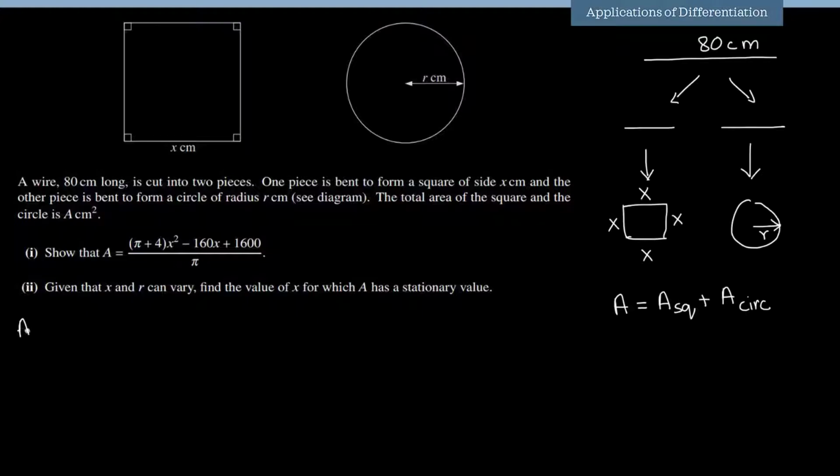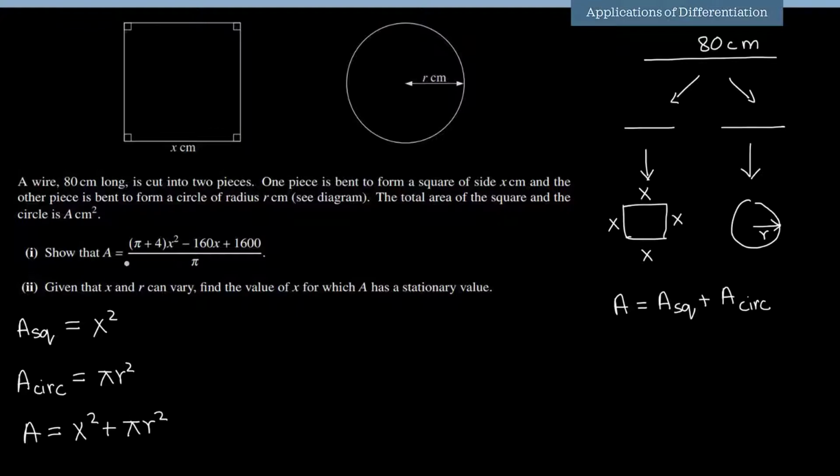This square has sides of length x centimeters. The formula for area of square is L squared. The length is x, so the area of this square is going to be x squared. Next, for the area of this circle, the formula for area of circle is πr². The radius of this circle is r, so the area of this circle is going to be πr². So the total area A that we get is x² plus πr².